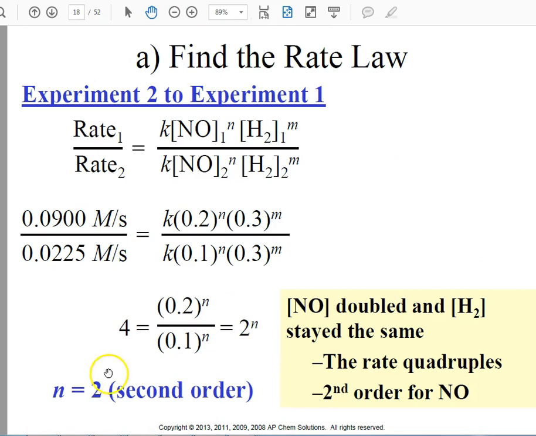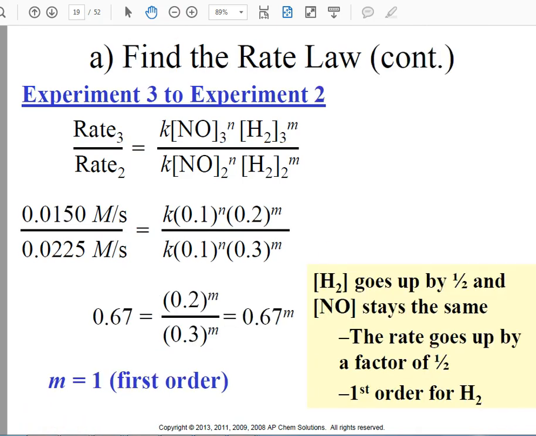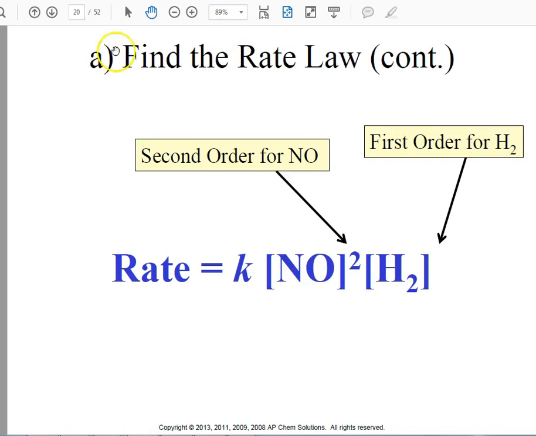So we found that the first one was second order, and the next one was first order. So our rate law would be rate equals K, just include our rate constant, each of our reactants in brackets, because we're talking about their concentration, and then raised to their order. We got second order for NO and first order for H2, right? So there is our rate law for that expression.